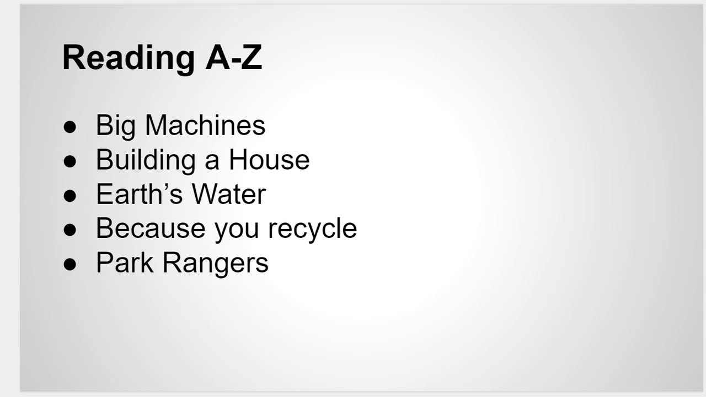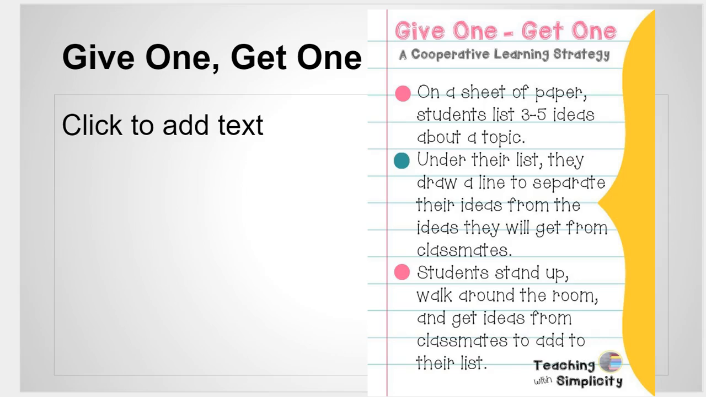So here's some books in Reading A to Z that fit this unit. And then I've included Give One, Get One. This is a Kagan strategy. That's a great way to integrate so your students are speaking, listening, and writing about a topic. And you have all the instructions right here on the slide.